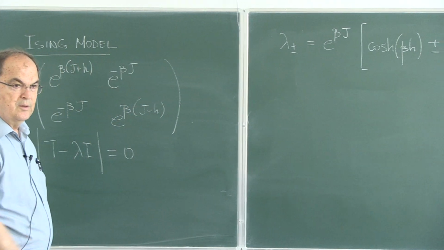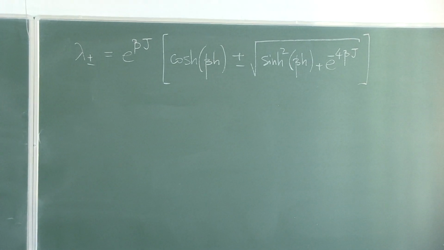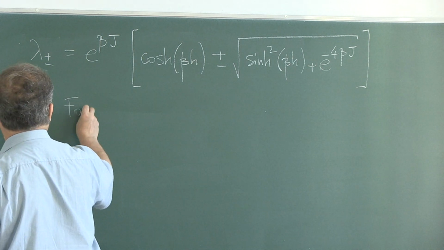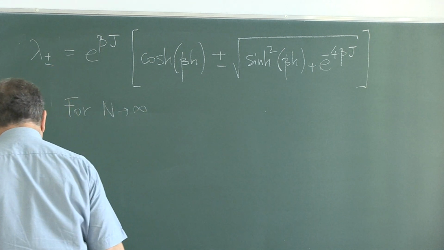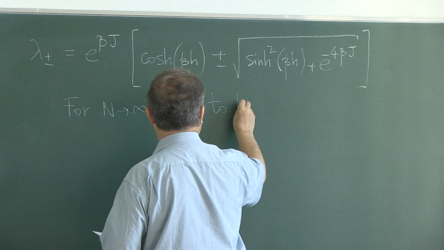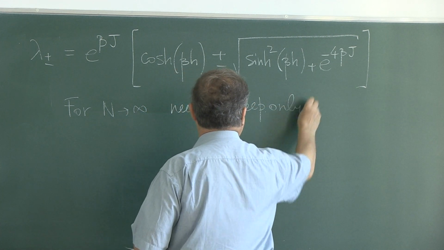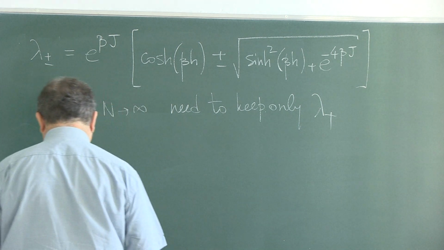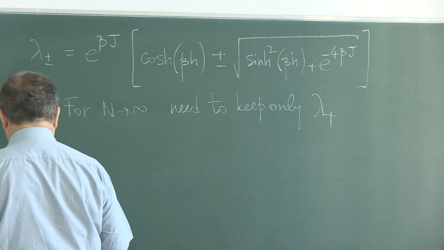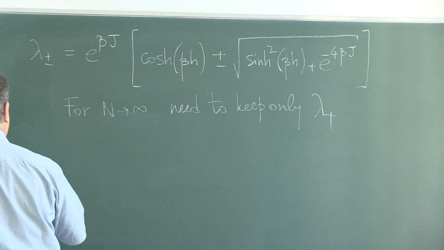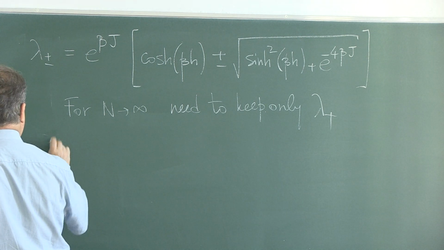Okay? You can do that yourself. Put the determinant equal to 0 and solve. That's what you find. And for n going to infinity, need to keep only the larger eigenvalue. That's the limit of interest in our case. Many spins in the problem. It is solved. Now we can calculate Helmholtz free energy per spin.